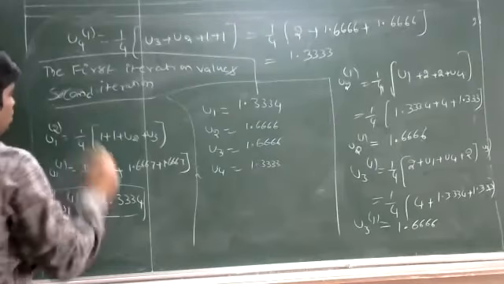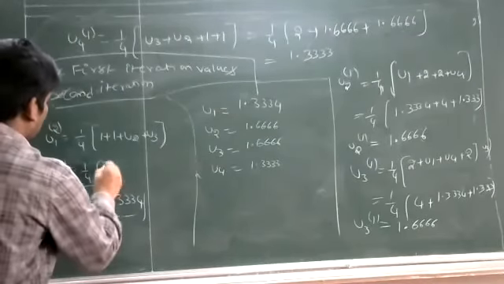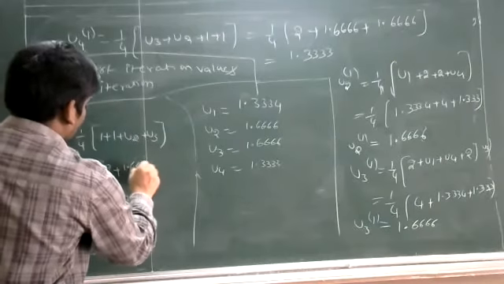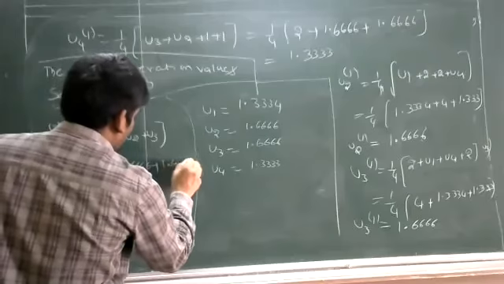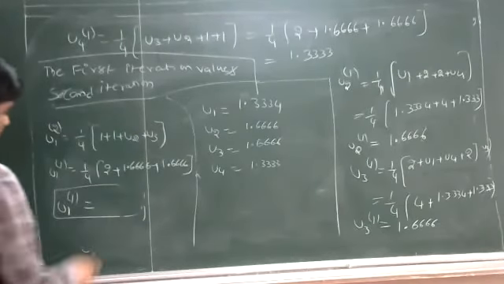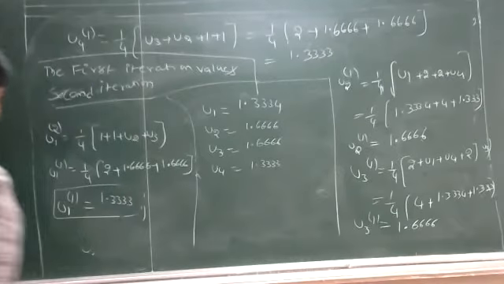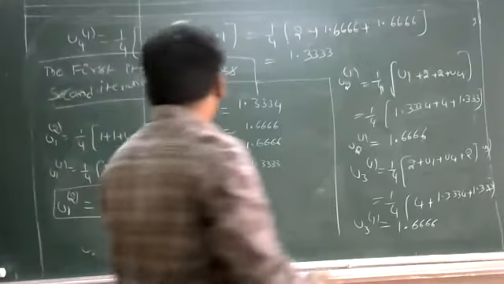u1 at 2, same formula. Right? So here 2 plus what is u2? 1.6666. Yes, what is u3? 1.6666. What is the total value? 1.3333, sir. Yes, very good. This is u1 at 2.